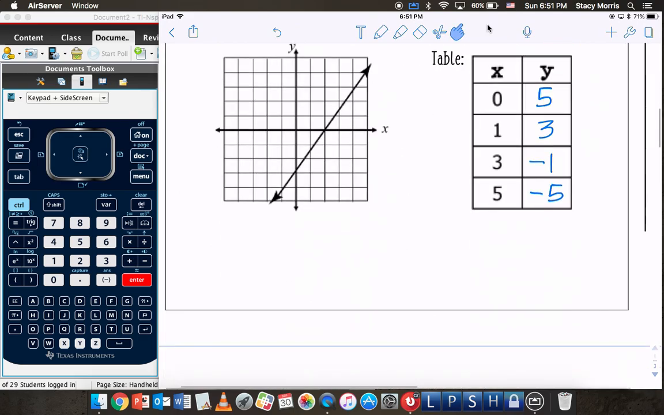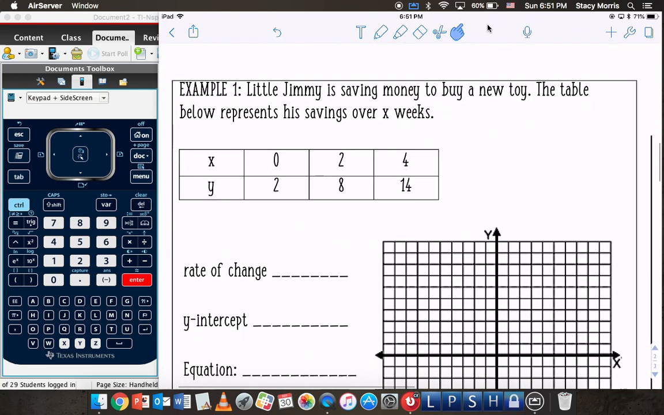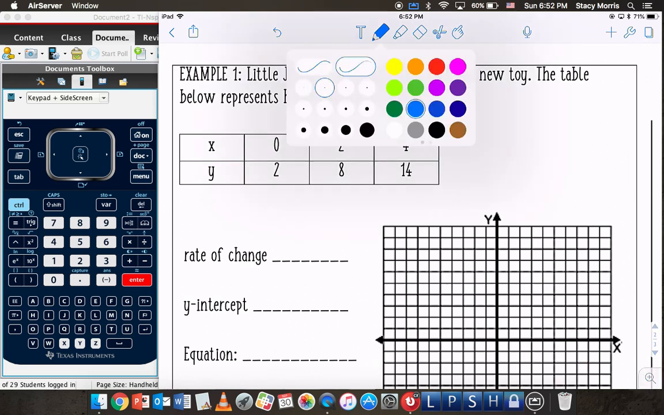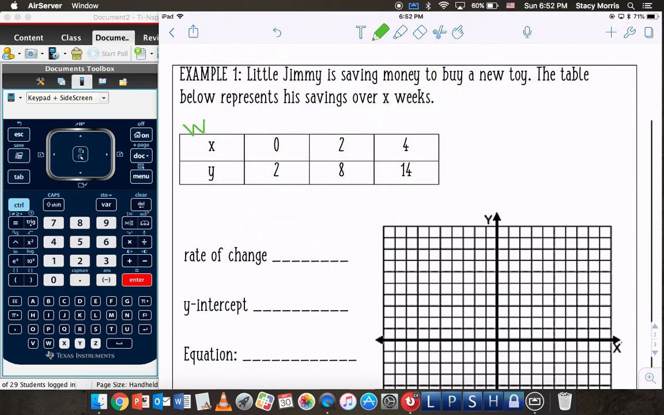Okay, so moving on, we have a couple of examples here. We can use linear equations to represent word problems. So here's our first example. Little Jimmy is saving money to buy a new toy. The table below represents his savings over x weeks. So what I see from this table, x is weeks, so you might write that in there. x is number of weeks.